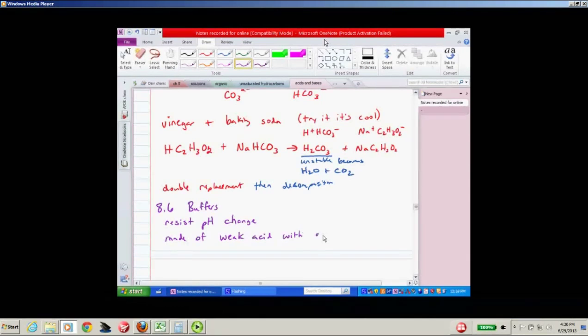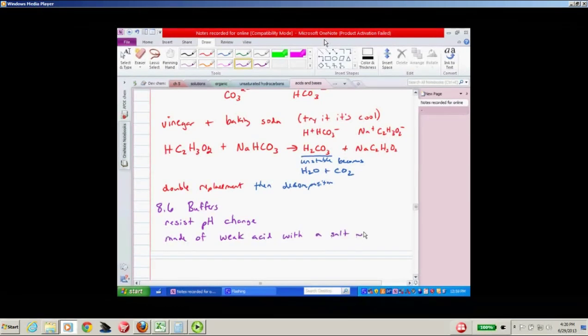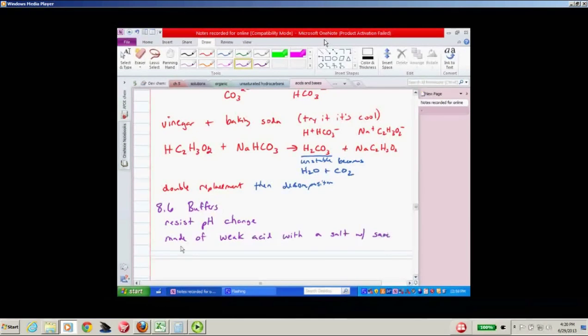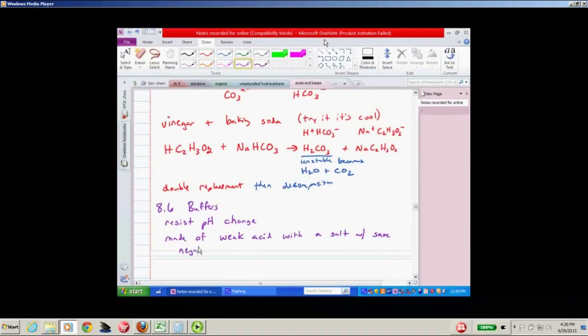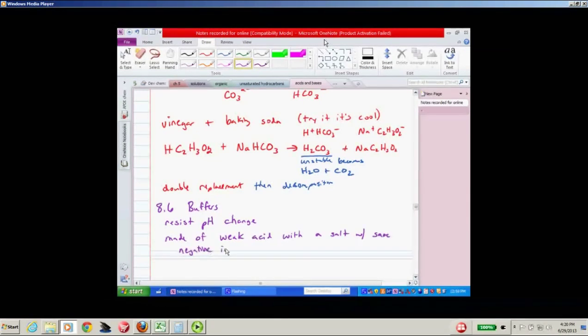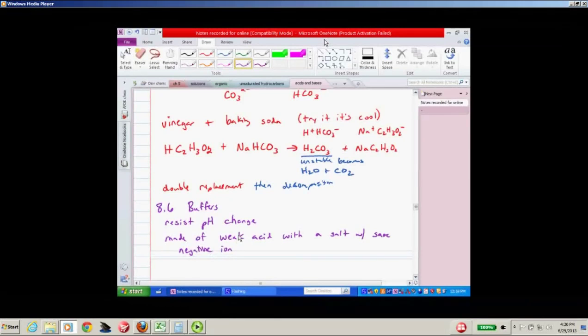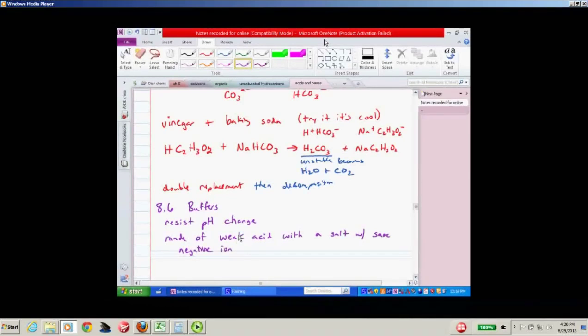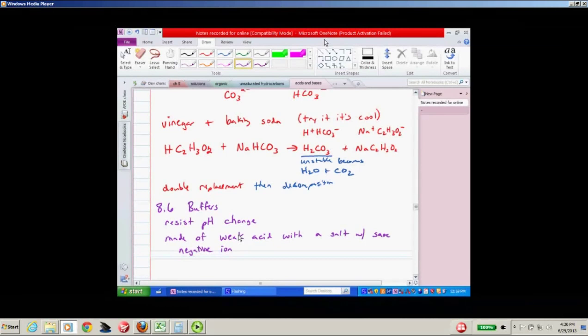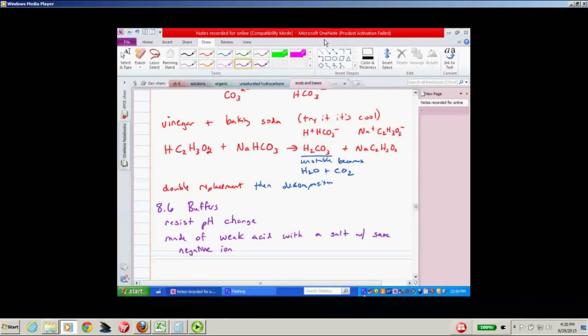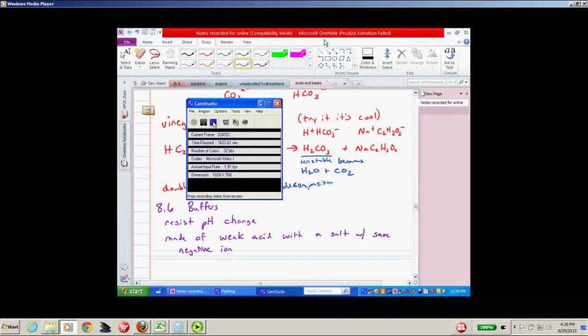So how do you make a buffer? You take a weak acid and mix it with a salt that has the same negative ion. Or you could take a weak base and mix it with a salt that has the same positive ion. That way you have an acid and a base already in solution to react with whatever comes into the solution.